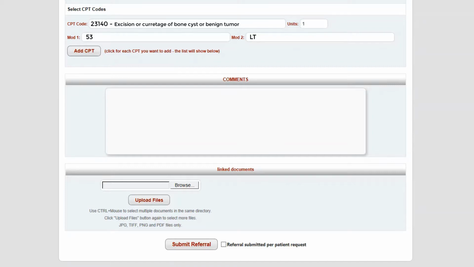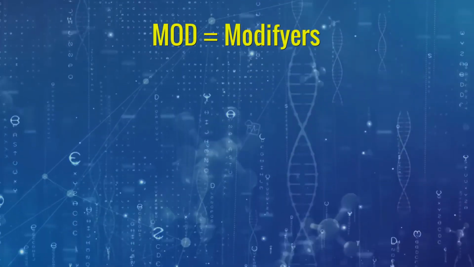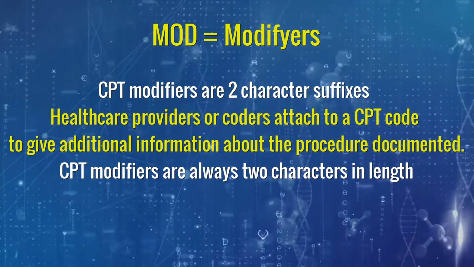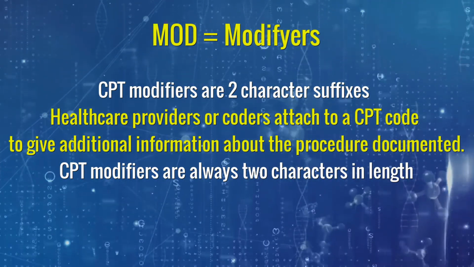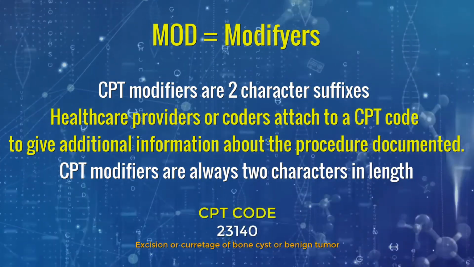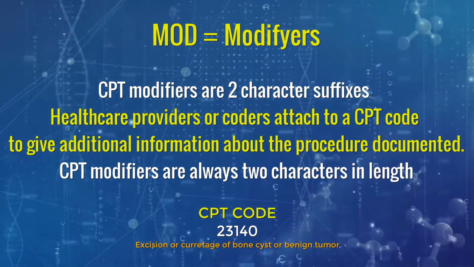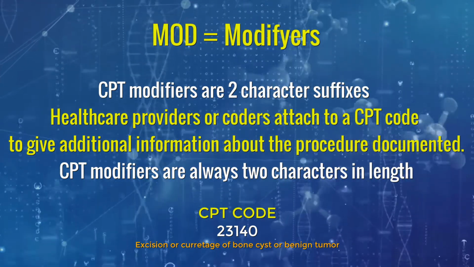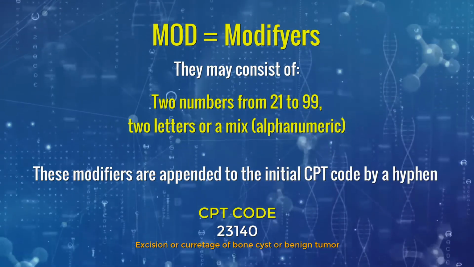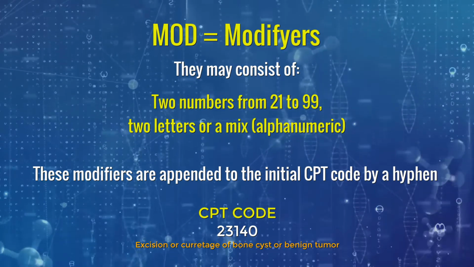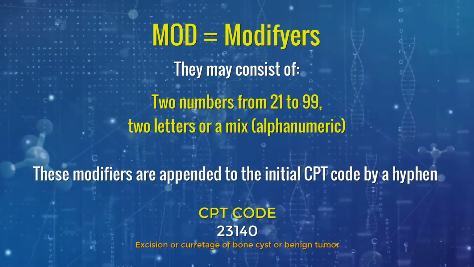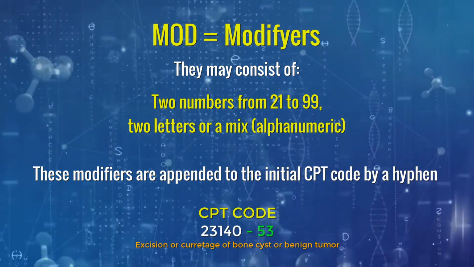Let's take a moment to explain the Mod 1 and Mod 2 fields. Mod is short for modifiers. CPT modifiers are two character suffixes that healthcare providers or coders attach to a CPT code to give additional information about the procedure documented. CPT modifiers are always 2 characters in length. They may consist of 2 numbers from 21 to 99, 2 letters, or a mix, alphanumeric. These modifiers are appended to the initial CPT code by a hyphen.